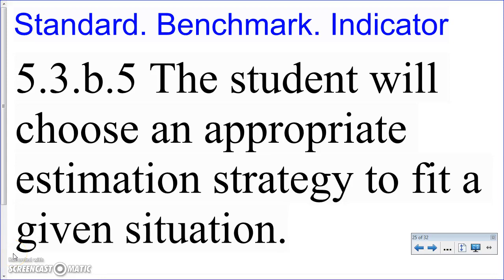Today we are reviewing estimation. Please copy the standard benchmark indicator at the top of a clean page in your math notebook. The student will choose an appropriate estimation strategy to fit a given situation. You can pause the video here to give yourself more time to copy down the SBI.